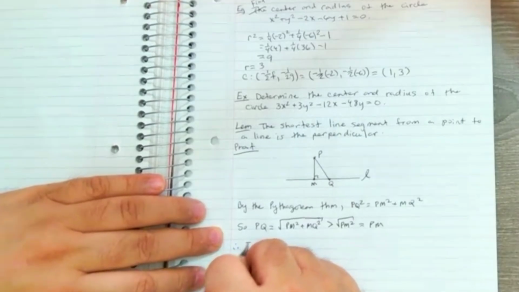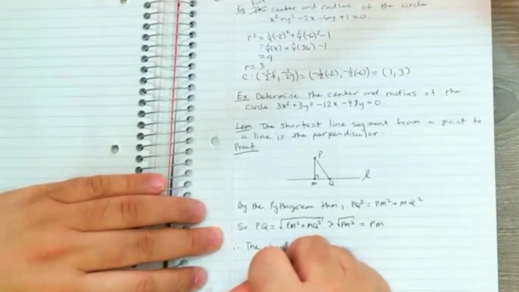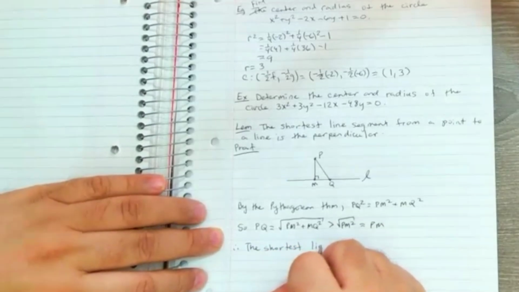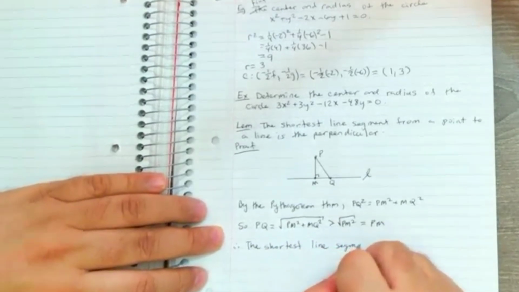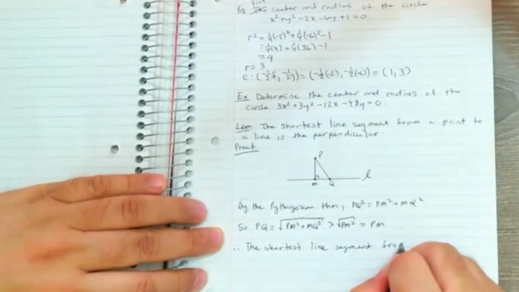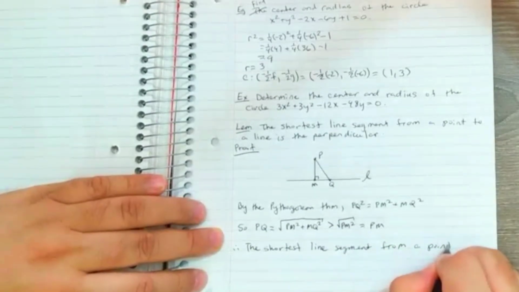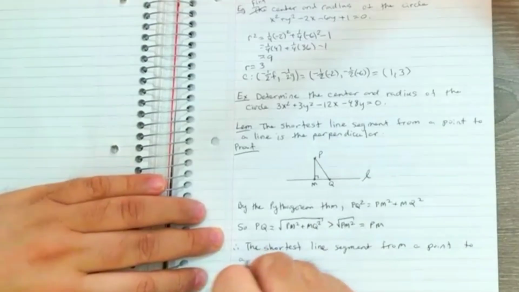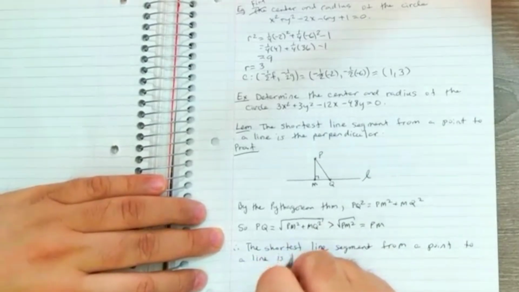And therefore, the shortest line segment from a point to a line is the perpendicular.